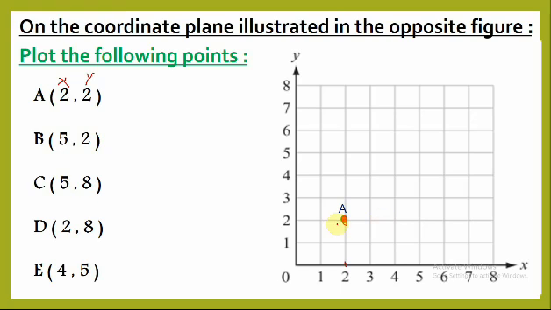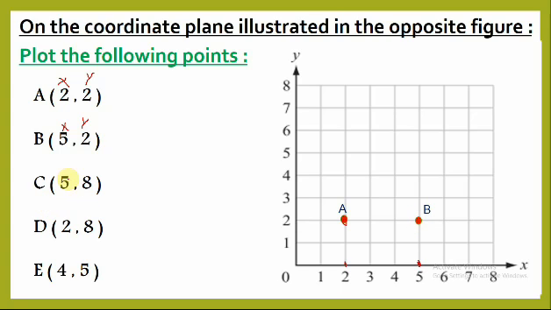A. Next one. B, 5 and 2. So on the x-axis, we are going to make 5 movements, and on the y-axis, we will move 2 movements. Here is a 5. And move 2 movements on the y-axis, 1 and 2. Here it is. Our B.